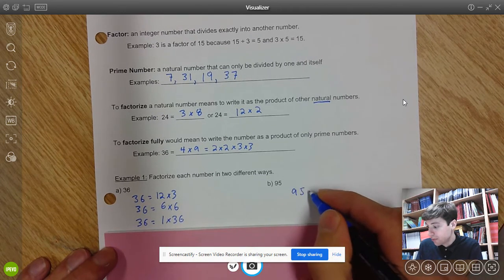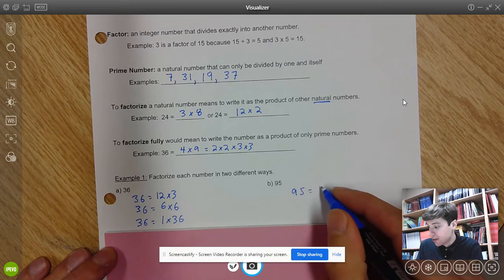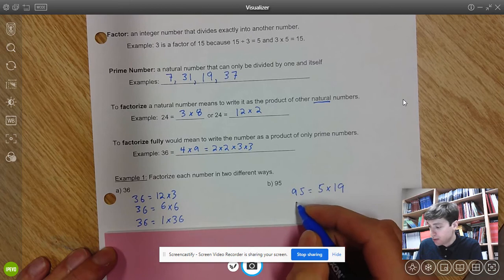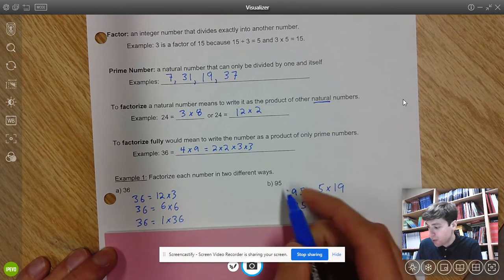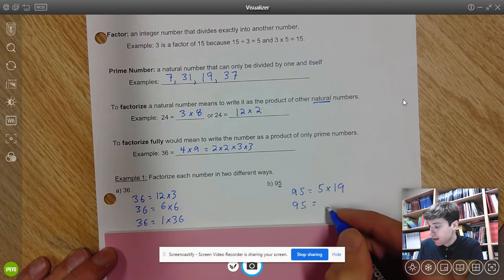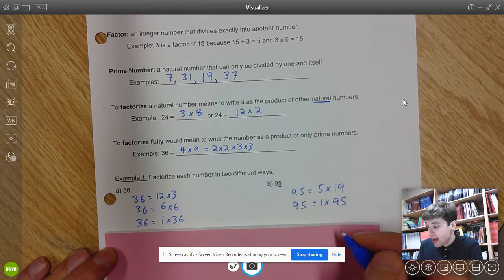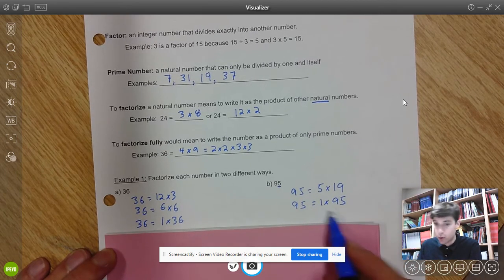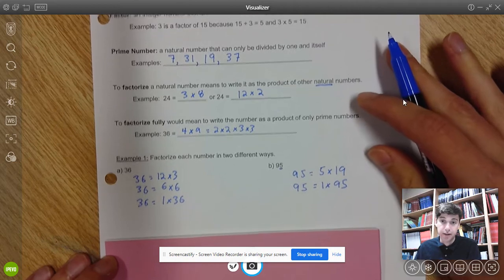95, same thing. I could break that down into 5 times 19. This is a little bit easier if you know your times tables, but we should know that 95 divides by 5 because it ends in a 5. And I think I might have to do this 1 times 95 option. So any number that isn't prime, I can factorize in multiple ways. If a number is prime, I can only do that 1 times itself version.